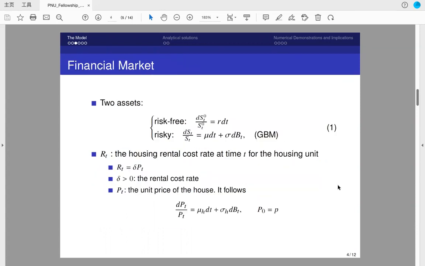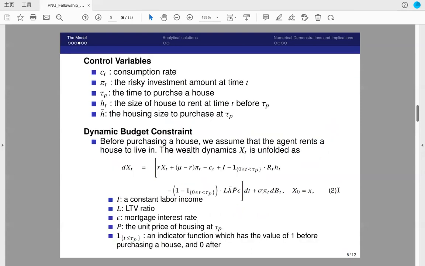In the model, we consider two underlying assets. One is a risk-free asset, such as a bond. The other is a risky asset, such as a stock. The wealth per size can be formulated as this stochastic differential equation. This term is the rental cost, and this term is the mortgage interest.